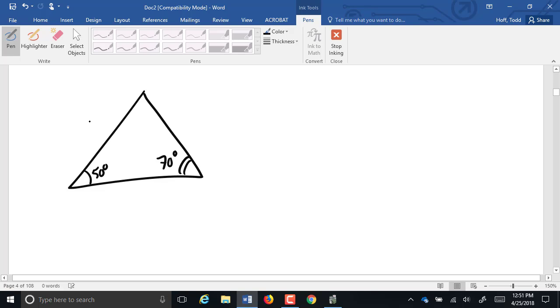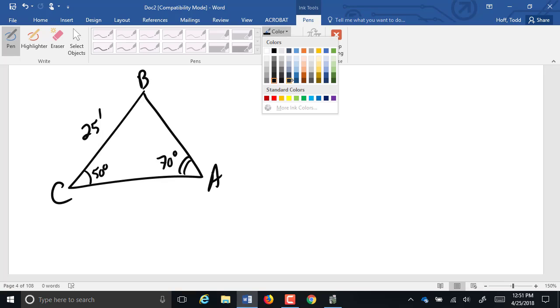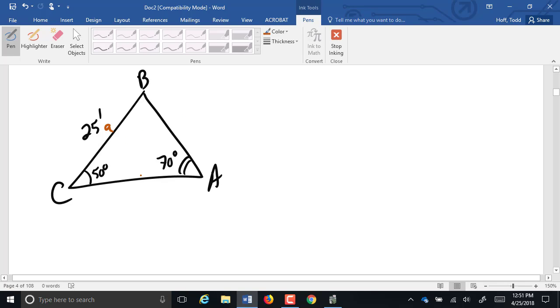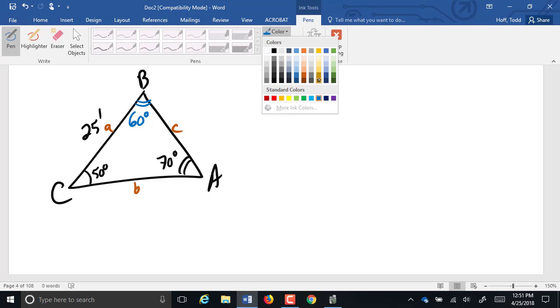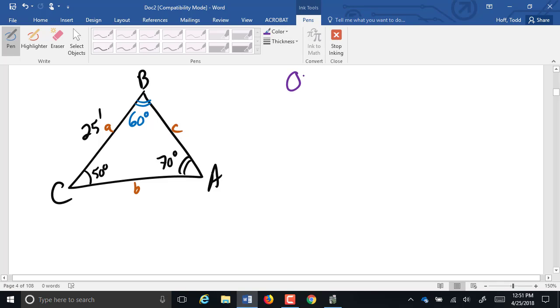So this is what I had given you. From that, of course, we can label this side little a, little b, and little c. And we very quickly found this angle here had to be 60 degrees because those three angles have to add up to 180. There are no right angles here, so we can't use right triangle trig. This is what is called an oblique triangle.